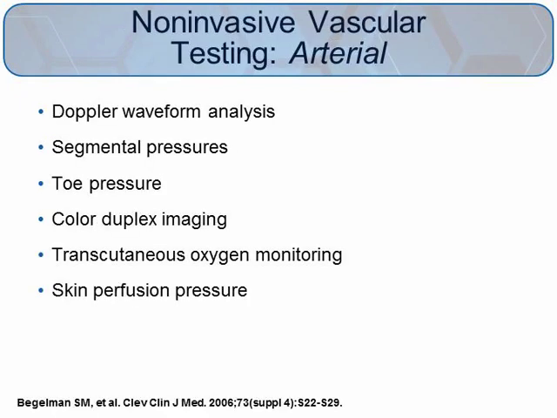So if you have a patient where you suspect arterial disease because of your exam and you want to quantify that, you will order non-invasive arterial testing. And in general, what you will get is Doppler waveform analysis, segmental pressures, toe pressures, and color duplex imaging. The transcutaneous oxygen monitoring and the skin perfusion pressure is mainly done in specialty clinics, hyperbaric centers, and wound clinics. So when you order testing, you're going to get the top 4. So I'd like to talk about those.